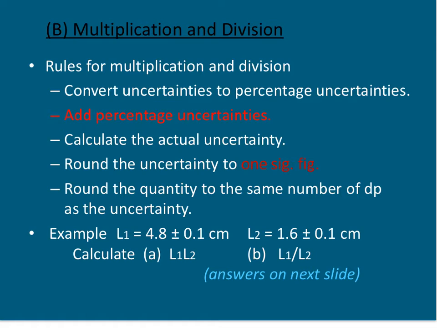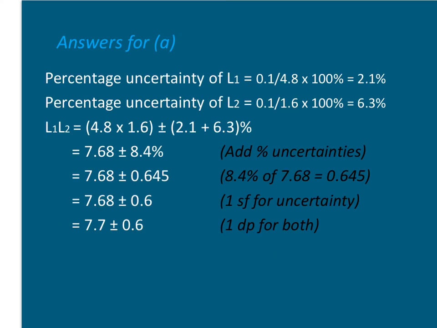Then you round the absolute uncertainty to 1 sig fig, as always. Then you round the quantity or the value, same thing, to the same number of dp as the uncertainty. The example here we've got L1 is equal to that, L2 equal to that. Then calculate A, L1 times L2, B, L1 divided by L2. You can see the answers on the next page.